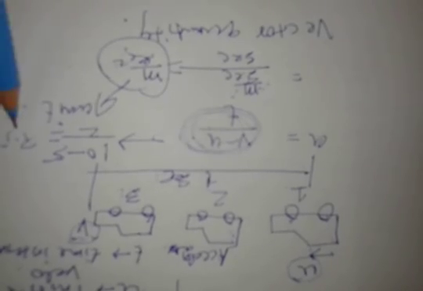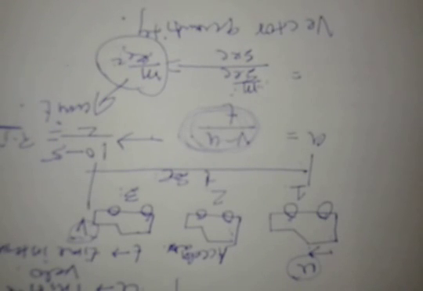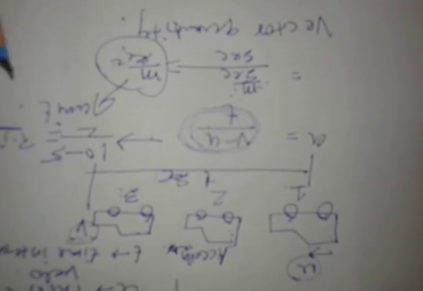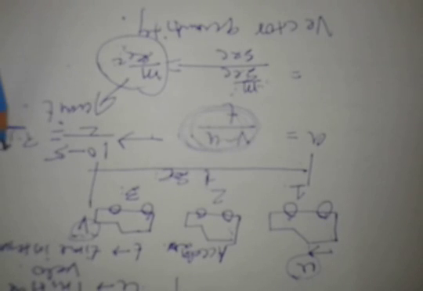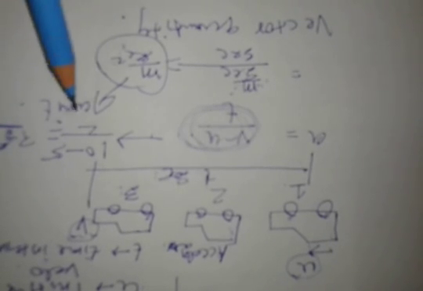So 2.5 meter per second square will be the acceleration, and that's how you can say that acceleration is a vector quantity, because it has got both magnitude and direction.